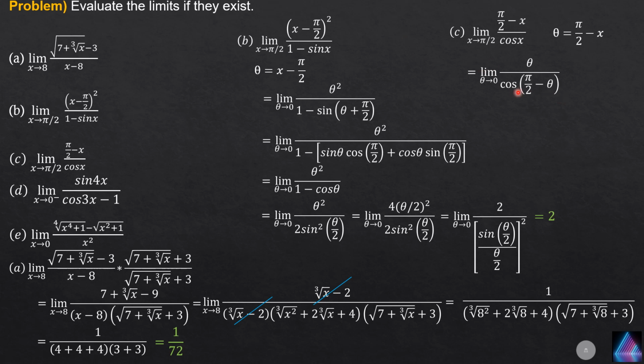So that's the complement of theta. So cosine of quantity pi over 2 minus theta, so it's like cosine of complement of theta, which is sine of theta. So limit as theta approaches 0 of theta over sine theta, again rearranging this into limit as theta approaches 0 of 1 over quantity sine theta over theta. And we know that the limit of sine theta over theta is 1. So that is 1 over 1, so 1.